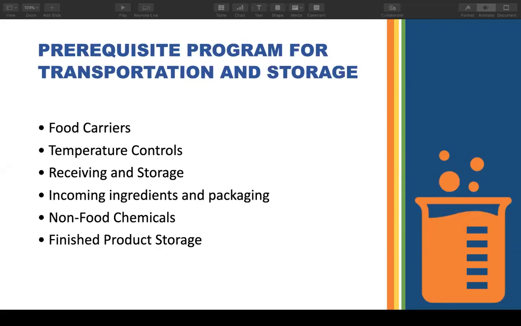And during transportation, food carriers, like for example in this COVID-19 situation, this has been taken seriously into consideration. So food carriers, temperature controls, receiving and storage, incoming ingredients and packaging, non-food chemicals, finished product storage.